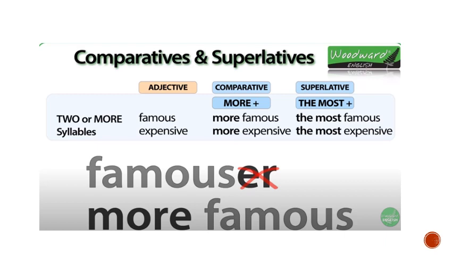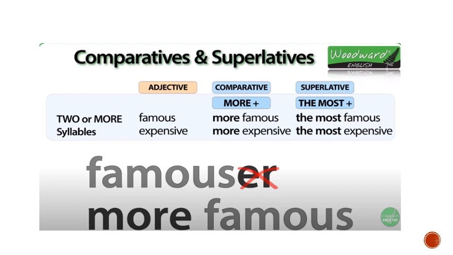What happens if we have two or more syllables adjectives? Ç'ndodh nëse ne kemi mbiemra dy ose më shumë rrokësh? We have famous, dy rrokëshe, expensive, mbiemër tre rrokësh. Atëherë, the first one, famous, in the comparative form, more famous than.